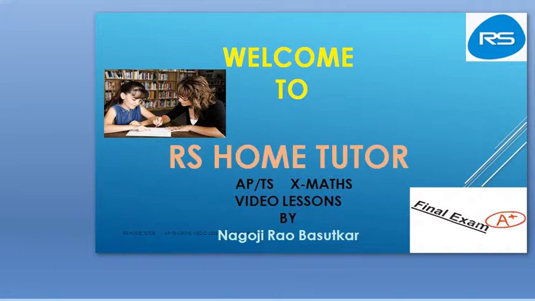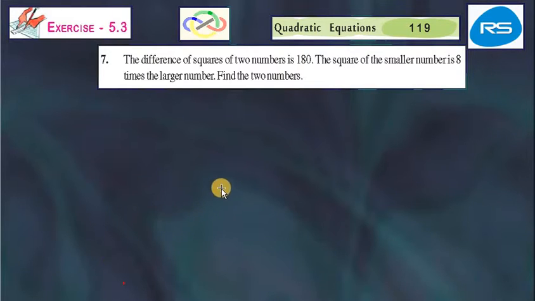So we are in the quadratic equations, exercise 5.3, solving question number 7. The question is given in this way: The difference of squares of two numbers is 180. The square of a smaller number is 8 times the larger number. Find the two numbers. The question is very clumsy, but we'll simplify it.